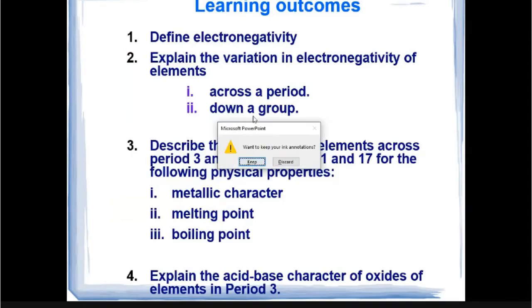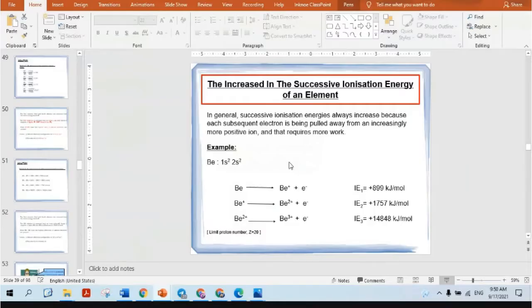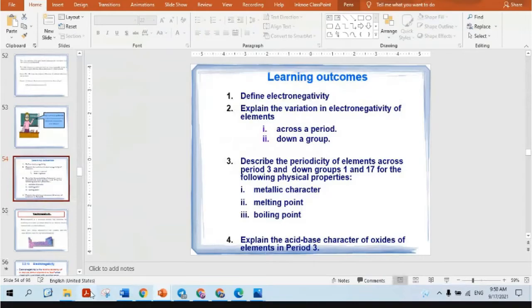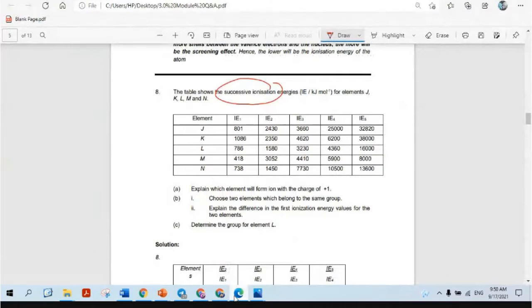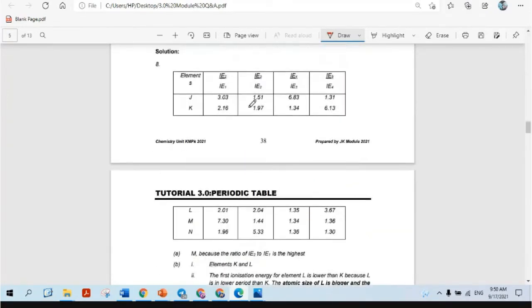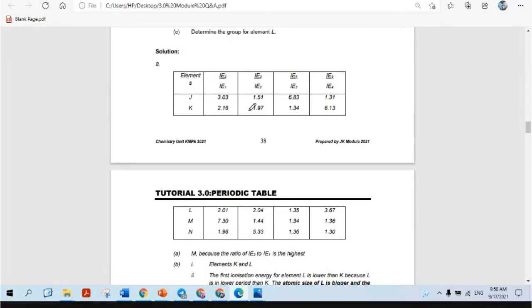Okay, if no questions, let's check the question from the tutorial. The table shows the successive ionization energy for elements J, K, L, M, N. For this type of question, no need to think twice. You have to form the table first, like this. Calculate the ratio. Okay, please tell madam which one has the highest ratio for element J? First, second, third, or fourth?